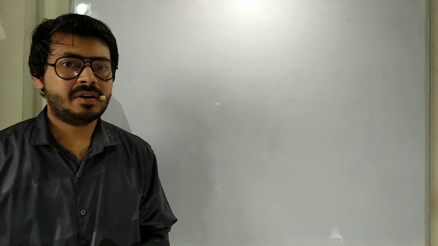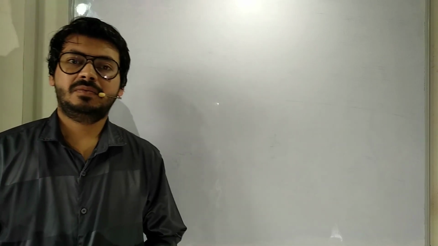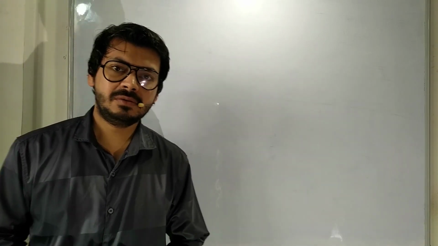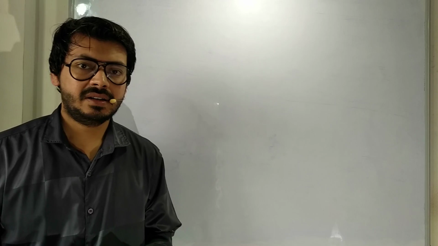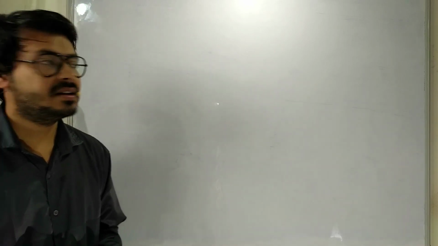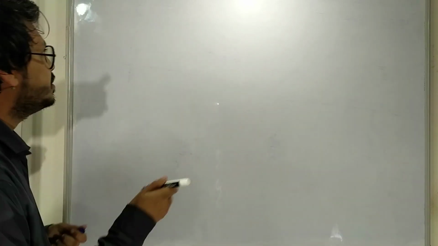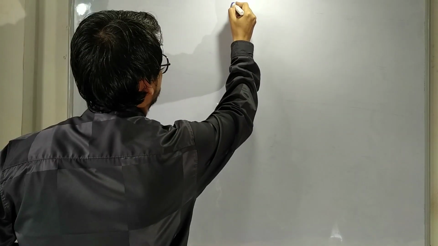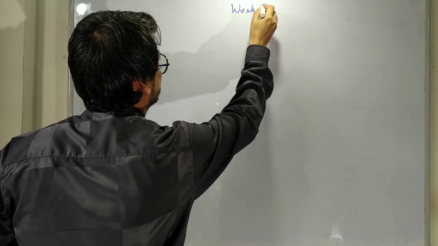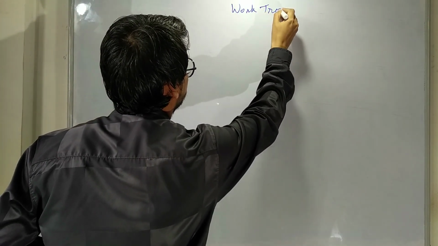In the previous class, we have already started our second chapter, which was work transfer, and we have also derived the generalized equation for work for closed system or non-flow process work. Now we are going to proceed further. Our chapter was work transfer and we are still studying this chapter.